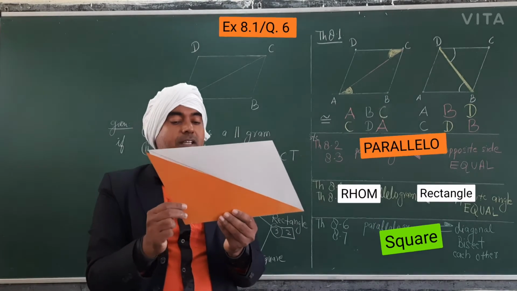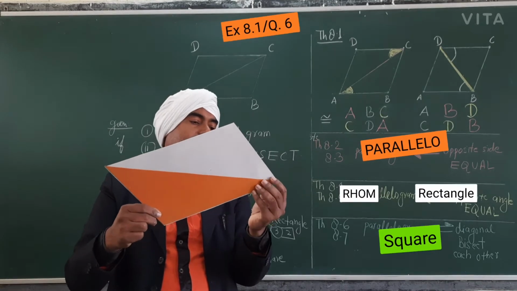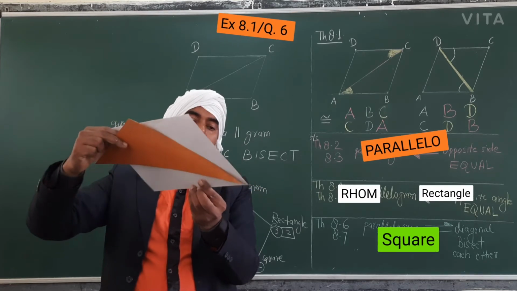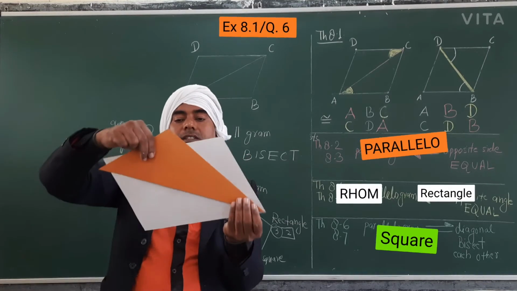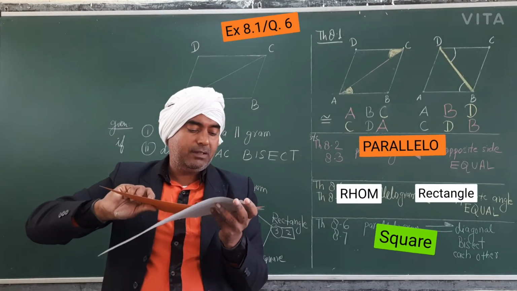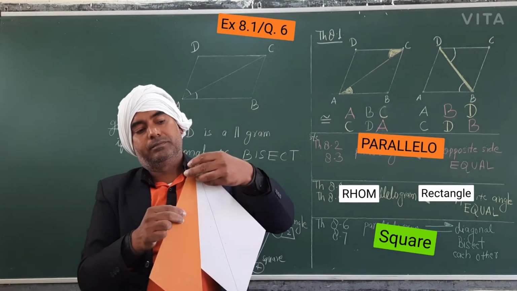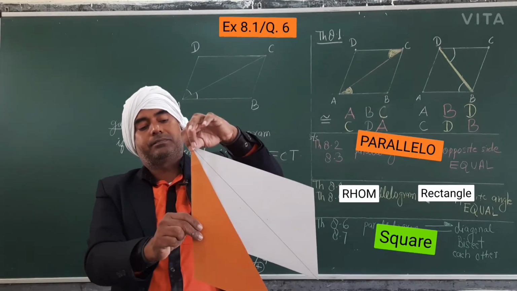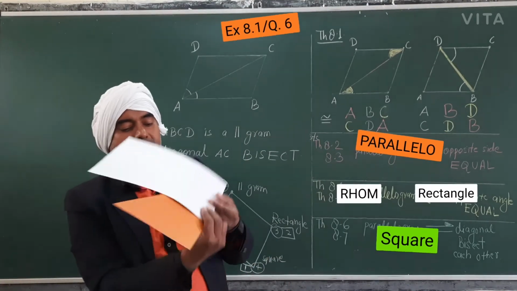If this is equal, then what will happen? If this was equal, no? So if the angles are equal, if I change this one, oh yeah, it is not matching. What do you think if I make these angles equal? These are equal. No. This is not equal. But very interesting things you can see here.